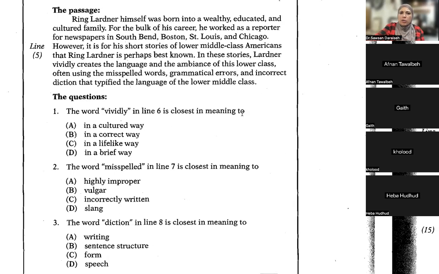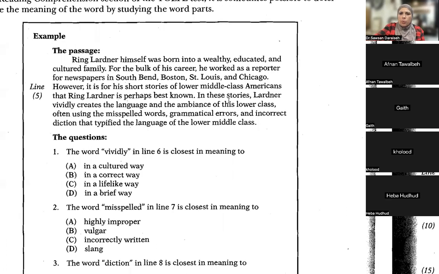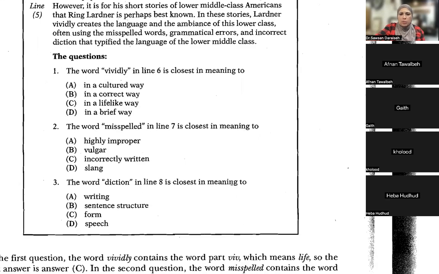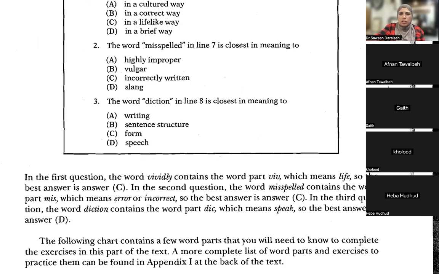Let's go back to it. Take a look, guys. Often using the misspelled words, grammatical errors, and incorrect diction that typified the language of the lower middle class people. So the diction means the speech. Let's take a look at the explanation here of how or why we have answered in this way.